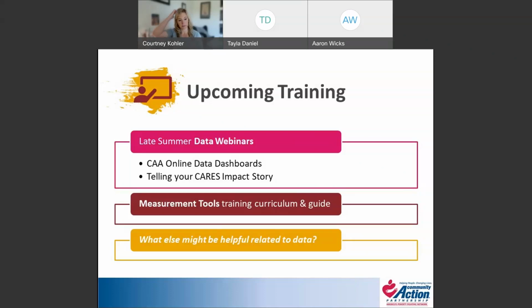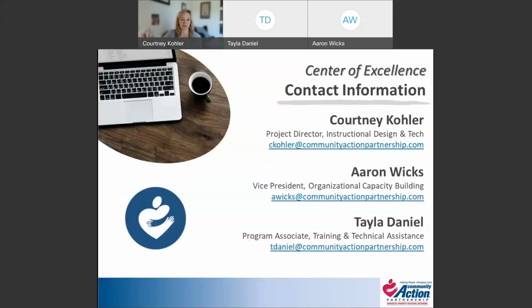And then we're also in collaboration with ANCRT, the Association for Nationally Certified ROMA Trainers. We're working on a measurement tool curriculum and training guide, so that will be out late summer as well. And then we're always interested if there's anything else that would be helpful on data. So you can always email us, or if you want to type in the chat with our last minute or so, we're always interested to hear that.